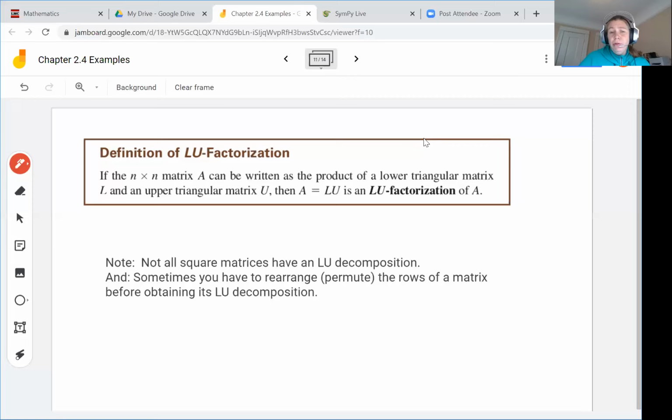Some important notes: not all square matrices have an LU decomposition. And sometimes you have to rearrange, what we call permuting, the rows of a matrix before obtaining its LU decomposition. So you might have to do some row swaps to get to the LU decomposition.